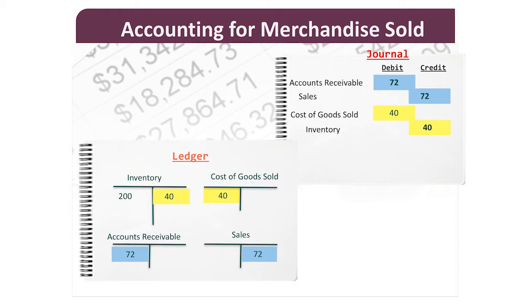As you can see, when the journal entry is posted to the ledger accounts, the inventory balance is now $160. The 16 shirts left times $10.